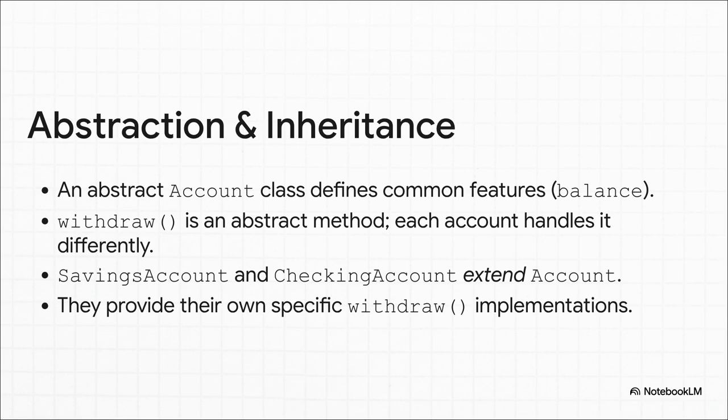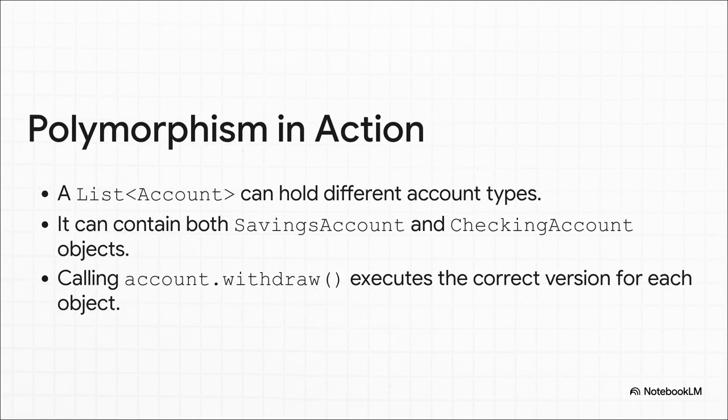Then we use inheritance. Our savings account and checking account classes both extend the account class, and each one provides its own specific, concrete rules for how withdrawal should work. And now, this is where the magic of polymorphism comes in. We can create a single list of account objects. And in that one list, we can toss in both savings account objects and checking account objects. They can all exist together. Then, when we loop through and call account.withdraw, polymorphism guarantees that the correct specialized logic for each specific account type gets executed all automatically. It's clean, it's efficient, and it is just so powerful.